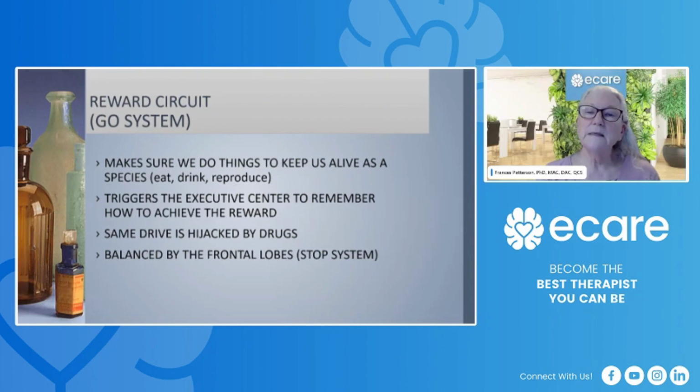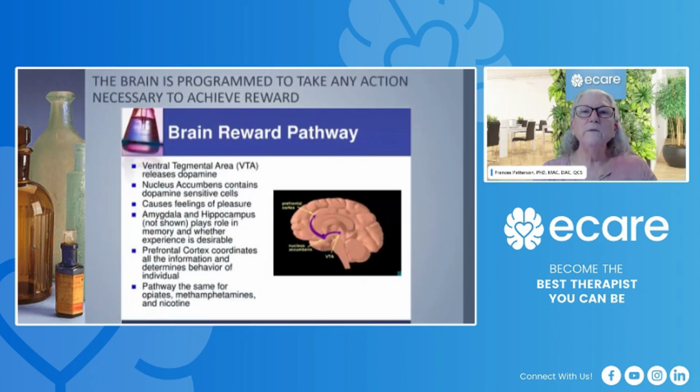But for that person that's addicted, it's like the brakes are cut. That stop system doesn't work. And the reward system just keeps going. So we lose that balance. So actually our brain is programmed to take action, any action necessary to achieve the reward.